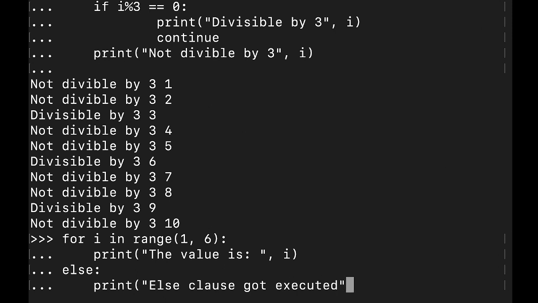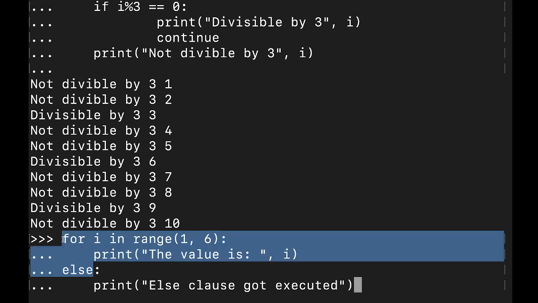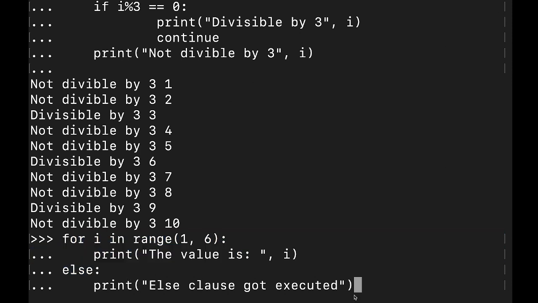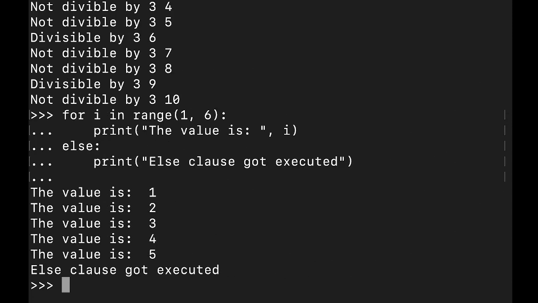Here you see any if statement is not there, right? So this else is for the for loop. Now if I hit enter, see what happened. The value is 1, 2, 3, 4, 5, till 5 it executed, and since that was the last iteration, the else clause got executed. Here what we could have done, you can also print the value of I in the else clause to understand what the iteration is.